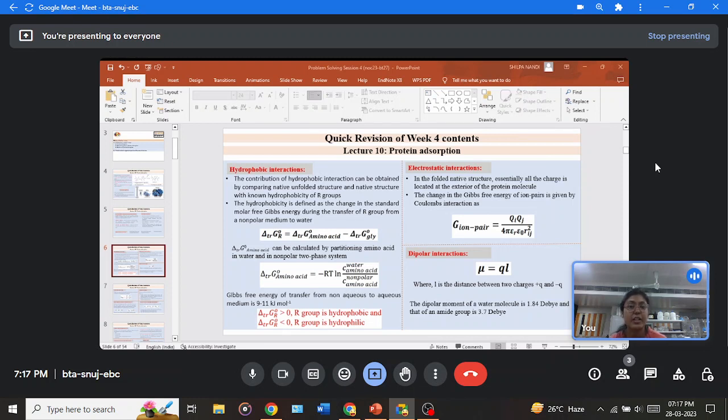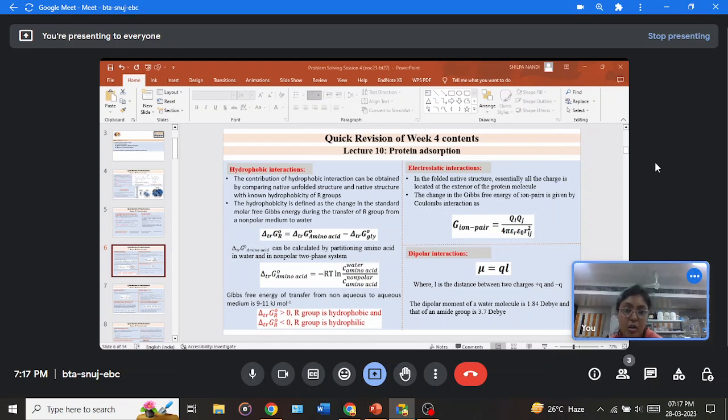Talking about the electrostatic interactions, in the folded native structure, mostly all the charge is located at the exterior of the protein molecule, and this change in the Gibbs free energy of ion pairs can be given by G ion pair is equal to QiQj by 4 pi epsilon naught R square.